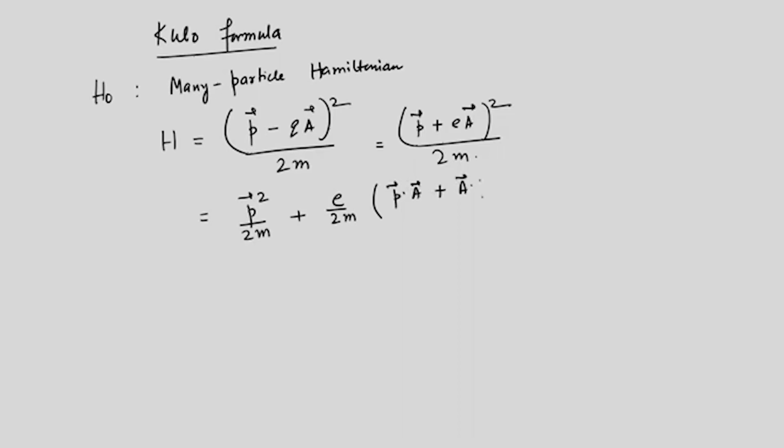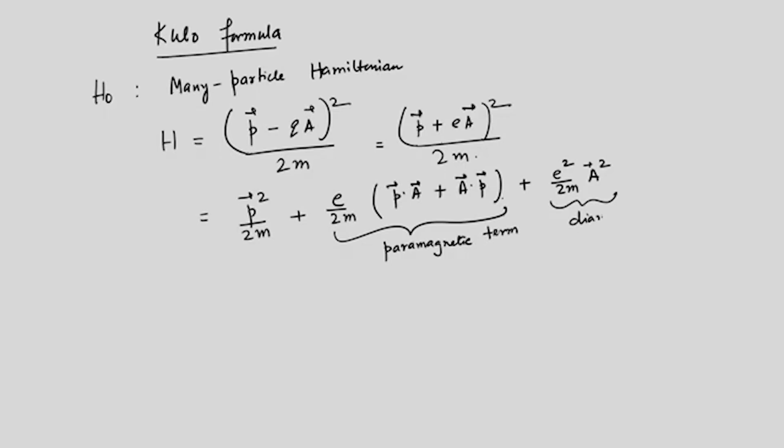and A dot P. In general, they do not commute, which is why we write them separately, but if you choose a particular gauge called the Coulomb gauge, which we will see, then these two terms can be combined into one term. And then of course, you have a term A square over 2m, e square over 2m into A square. The first is called the paramagnetic term, and this is called the diamagnetic term.